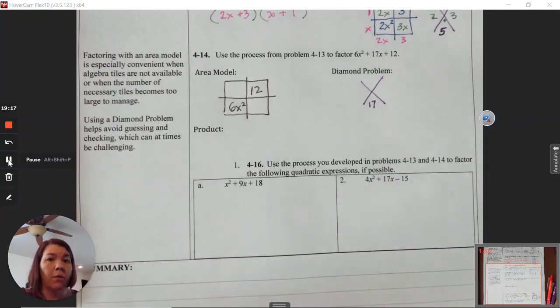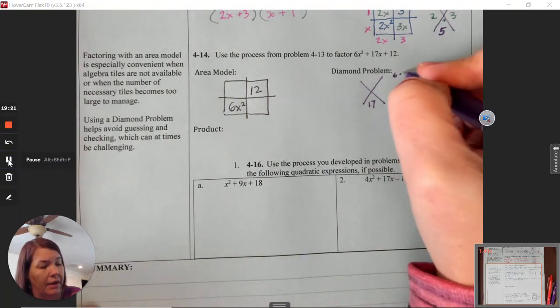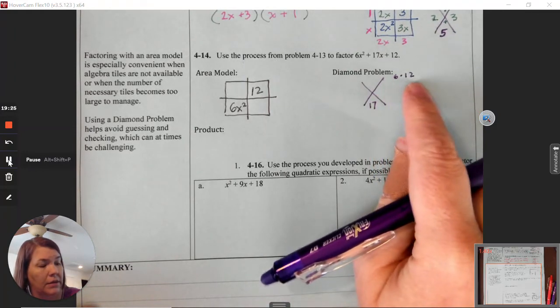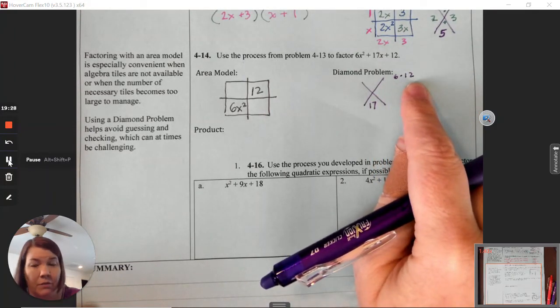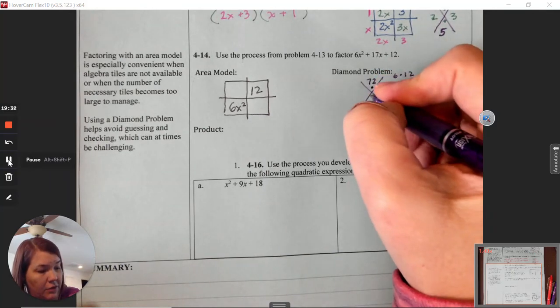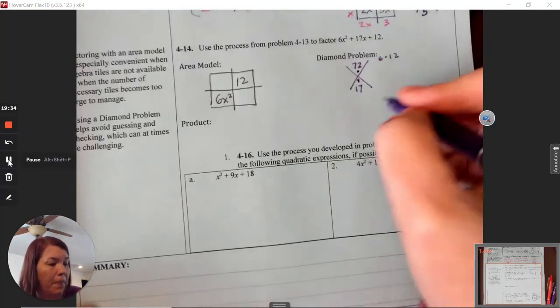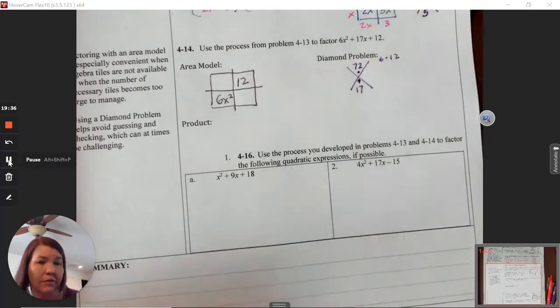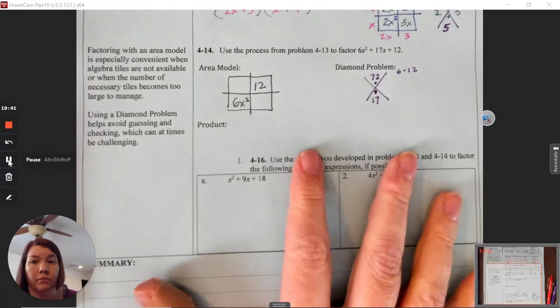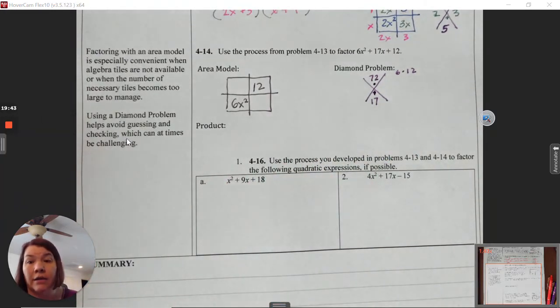So then I need to think. And so I do 6 times 12. 6 times 12 is 60 plus 12, which is 72. So my multiplying number is 72 and my adding number is 17. So go ahead and pause the video and come up with just your two sides of your diamond. The diamond problem helps avoid guessing and checking. So that's the whole point of the diamond. But anyway, figure out what your two numbers are.